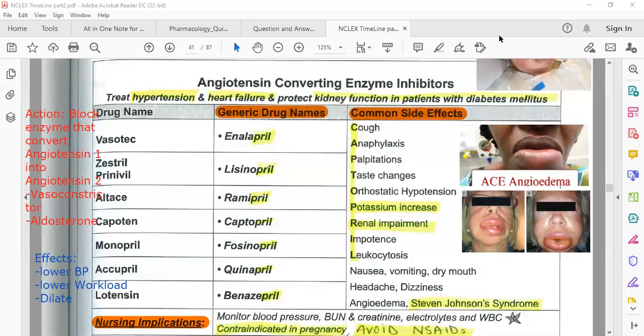So here I'm going to overview angiotensin converting enzyme inhibitors. It is a cardiac medication. We use this medication to treat hypertension or heart failure. Also, they protect the kidney function in patients with diabetes mellitus.